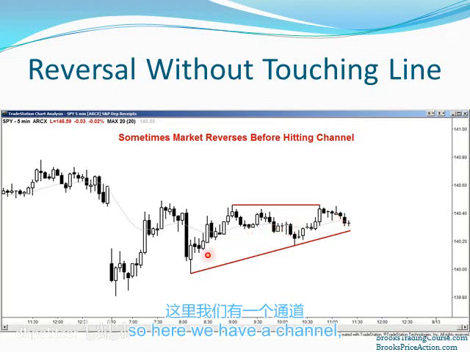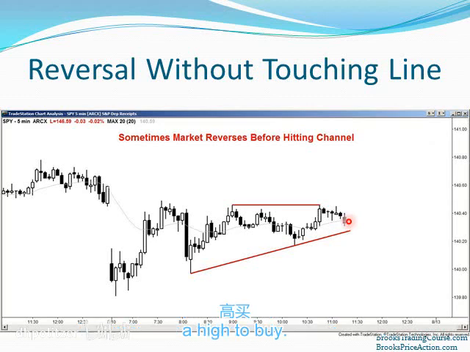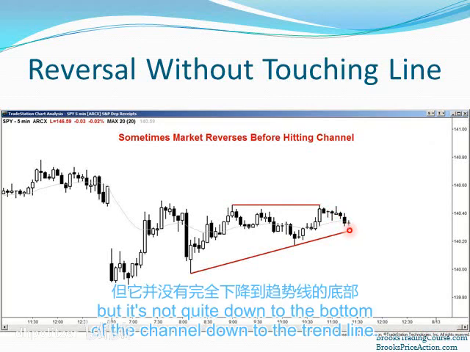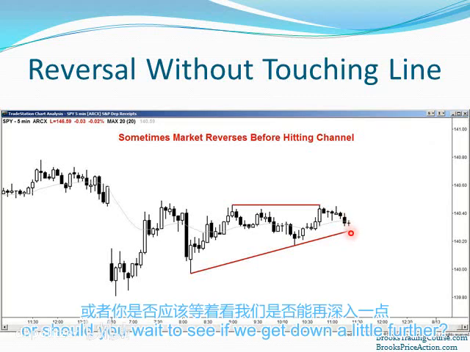Okay, so here we have a channel. It's a triangle, 3 pushes down, 1, 2, 3, and the market has a doji inside bar here, a high 2 buy. There's a high 1, high 2, and it's trying to reverse, but it's not quite down to the bottom of the channel, down to the trend line. So should you buy that, or should you wait to see if we get down a little further?